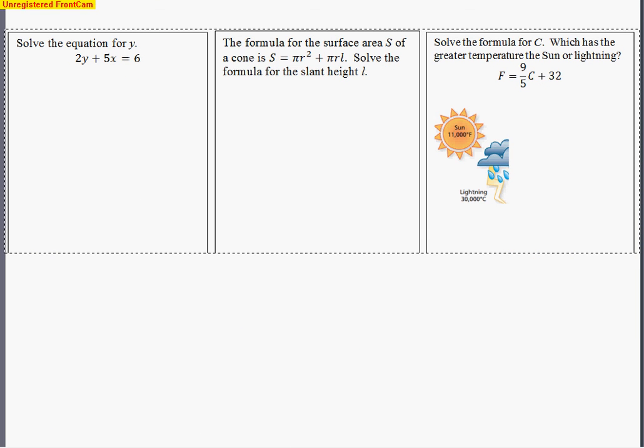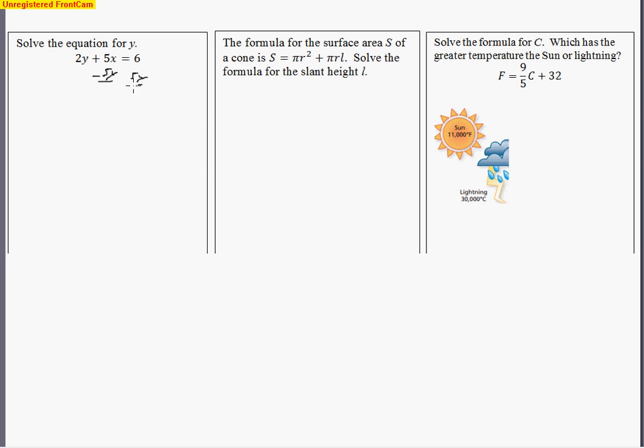Here we have to solve for y. So I'm going to subtract the 5x from all sides. So I've got 2y equals negative 5x plus 6. So then I go ahead and divide every number by 2, and I'll get the answer. Y equals negative 5 over 2x, and then plus 3. And if you wrote negative 5x over 2, that's the same answer.